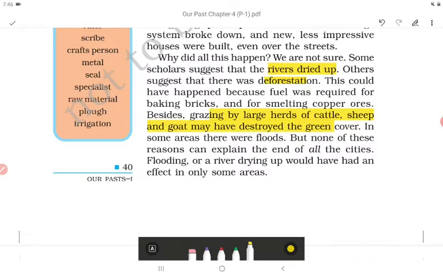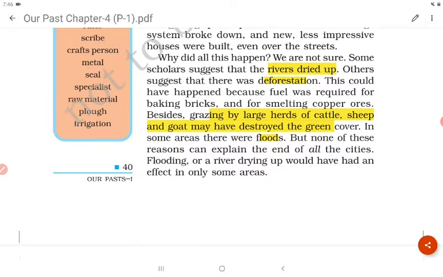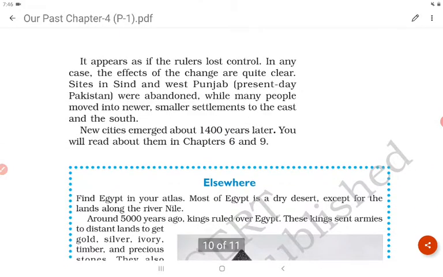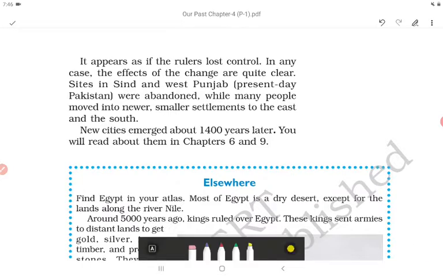In some areas there were floods, but none of these reasons can explain the end of all the cities. Flooding or a river drying up would have had an effect in only some areas. It appears as if the rulers lost control. In any case, the effects of the change are quite clear.